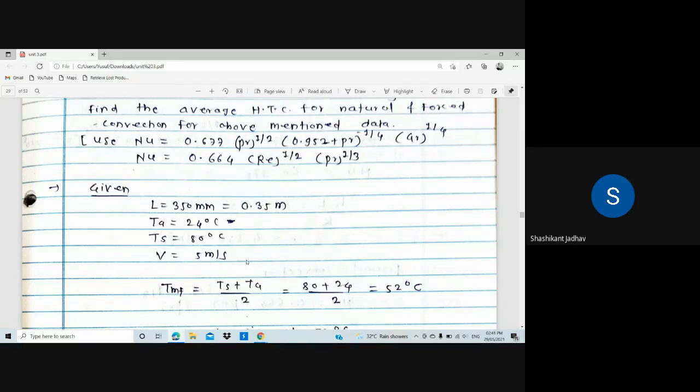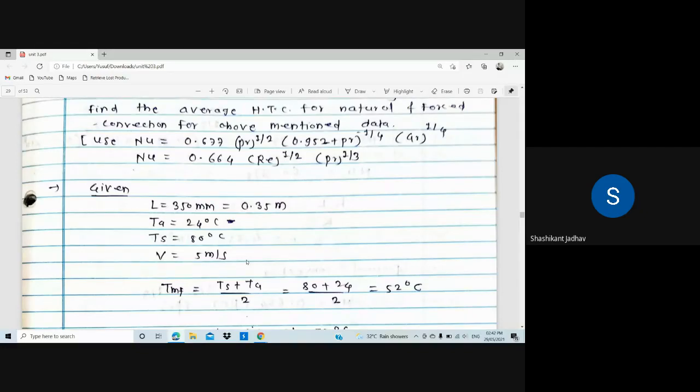Nusselt number, that is Nu is equal to 0.677 into Prandtl raised to 1 by 2, into bracket 0.952 plus Prandtl number, bracket raised to minus 1 by 4, into Grashof raised to 1 by 4.